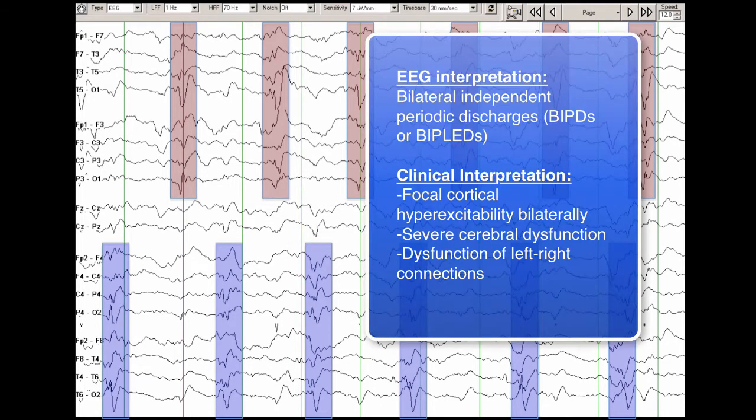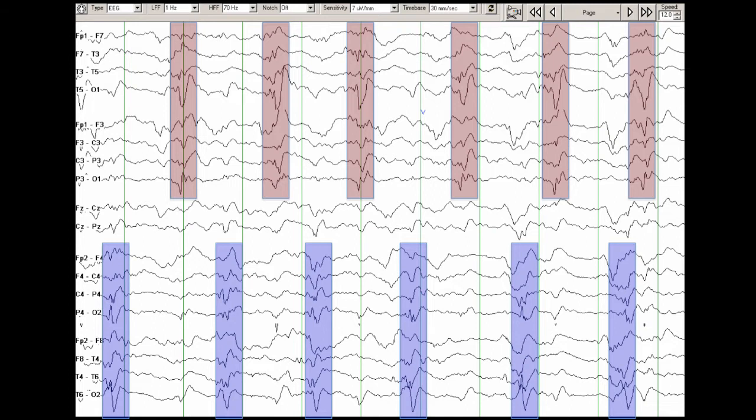This pattern suggests both cortical hyperexcitability or irritability and significant cerebral dysfunction to the point that there is a disconnection between this activity on one side compared to the other. BiPLEDs or BiPDs are uncommon but generally indicate severe cerebral dysfunction and, depending on the etiology, can be associated with a very poor neurological prognosis.